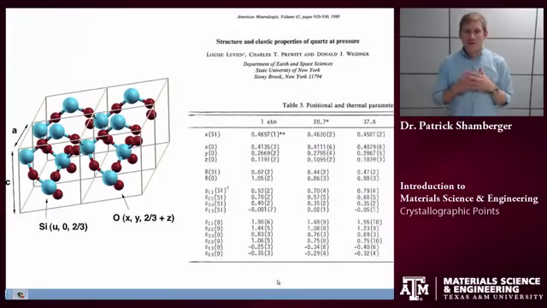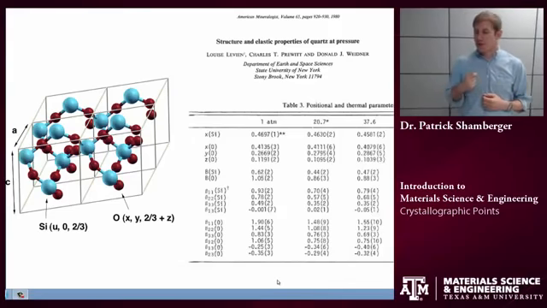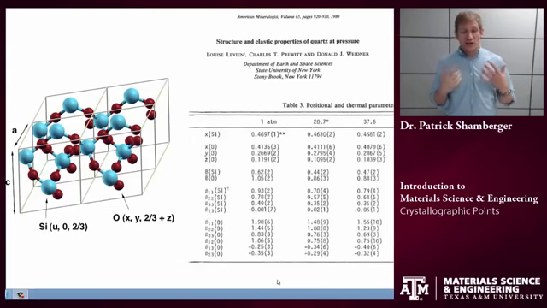Howdy. The point of this video is to discuss how to index points in crystallographic space. Now, why do we want to do this? The main reason is that we'd like to describe the location of atoms or vacancies or some other point feature in a crystal lattice. Let's look at an example.